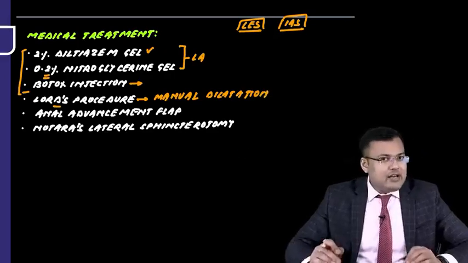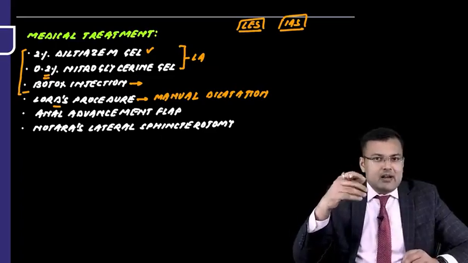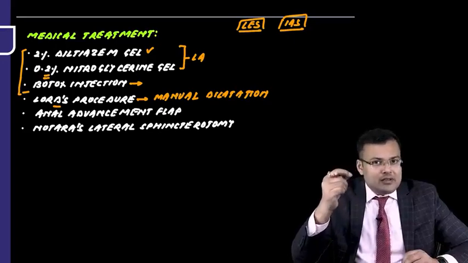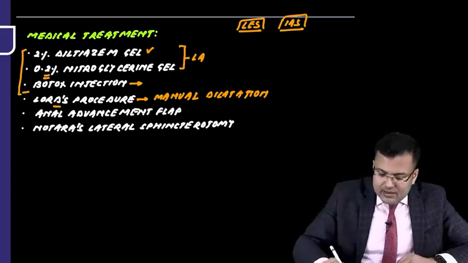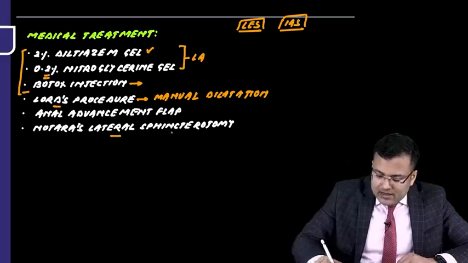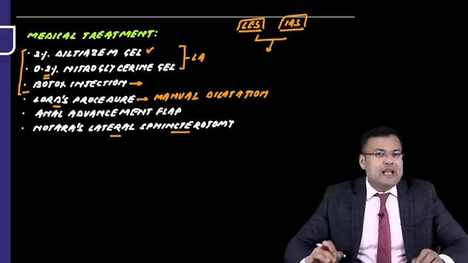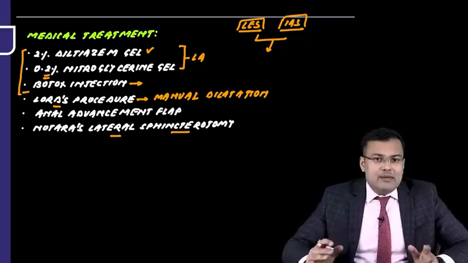We can use anal advancement flap. And what was the treatment of choice in achalasia cardia? Laparoscopic Heller's cardiomyotomy, where you were dividing the circular muscle fibers. Here also we are cutting the sphincter laterally. So what's the name? Notaras. Name is Notaras lateral sphincterotomy. So if you see, pathophysiology of achalasia cardia and fissure in ano are similar. That's why management is also similar.